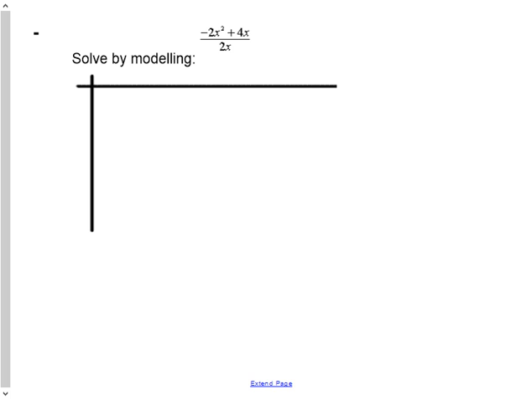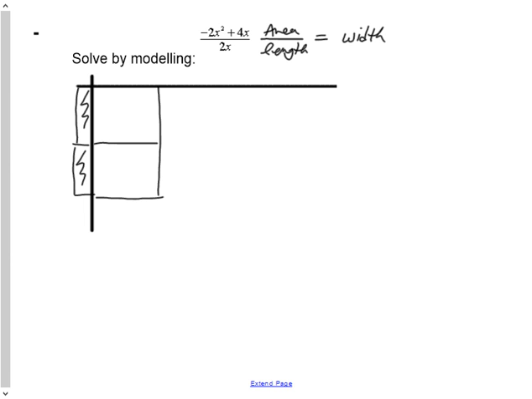And your final question in the modeling says model negative 2x squared plus 4x divided by 2x. Again, consider in a division, top number is your area, bottom number is your length, and the missing answer is your width. So what I'll do is I'll put my length in first, which is 2x's. Then try and fit your area in here. So there's going to be a negative x squared and a positive 4x. So that's my area of negative 2x squared and positive 4x.